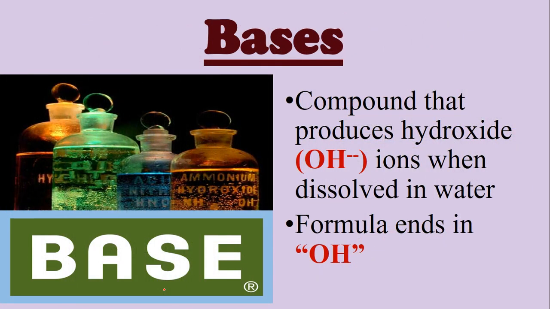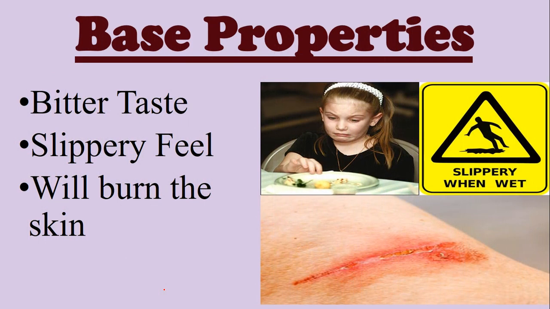Right, a base, on the other hand, is the opposite of an acid. This one is a compound that produces hydroxide, OH minus ions when dissolved in water. So when you're looking at the chemical formula and it ends in OH, it's a base. OH stands for hydroxide. Some base properties are that some of them taste bitter. Most of your shampoo and soaps, they're more base products.